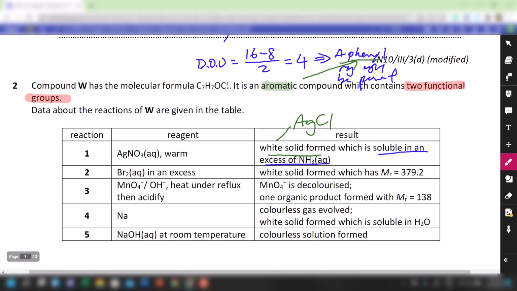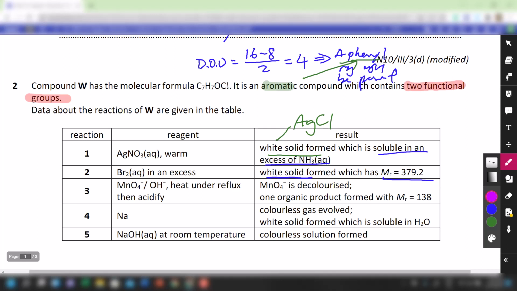Then the second clue is also quite common for everyone. Aqueous bromine in excess, you get a white solid with the molecular formula 379.2. Clearly the relative molecular mass jumps from a relatively small number to a relatively huge number. If you just want to do a quick calculation, we can calculate the relative molecular mass of C7H7OCl, meaning W.